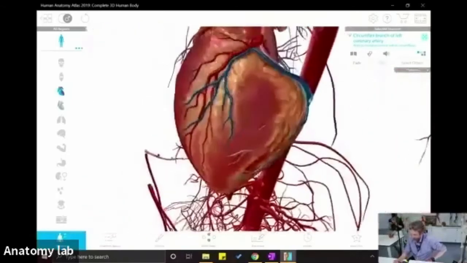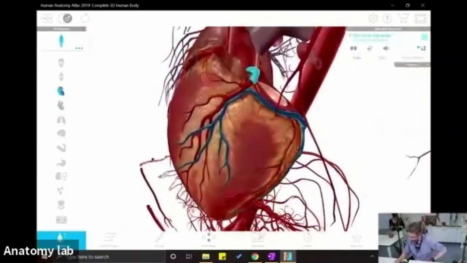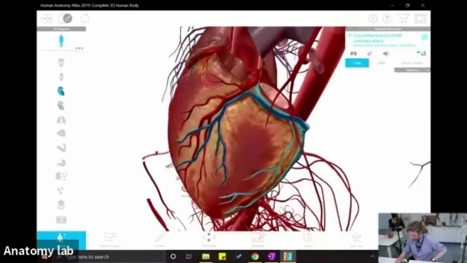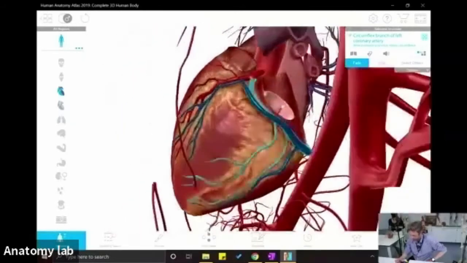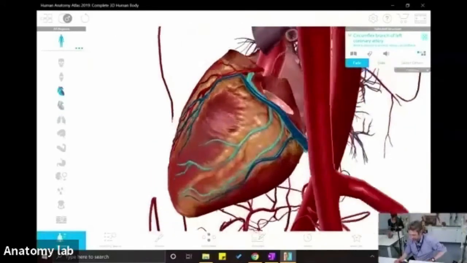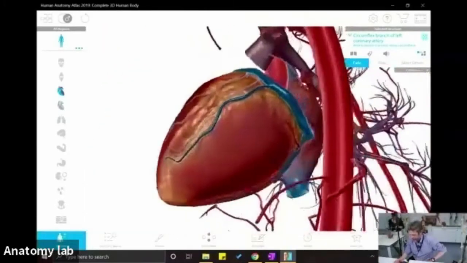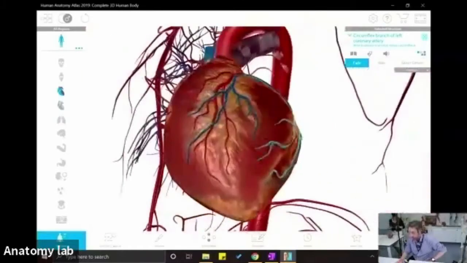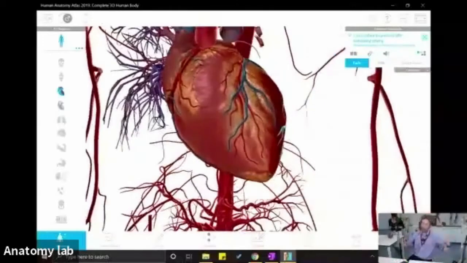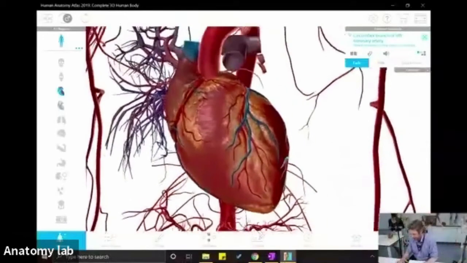So the left coronary artery then also gives the circumflex branch, and the circumflex branch is going to wrap around the left side of the heart, again in that groove between the left atrium and the left ventricle, and it's going to get around to the posterior side of the heart there. So these coronary arteries are arranged in a crown around the heart, which is why they're called coronary arteries, and they supply blood to the heart.